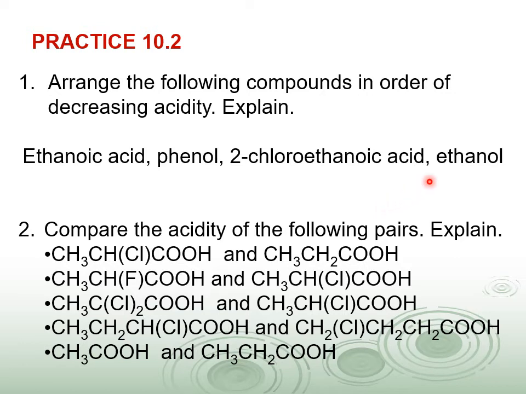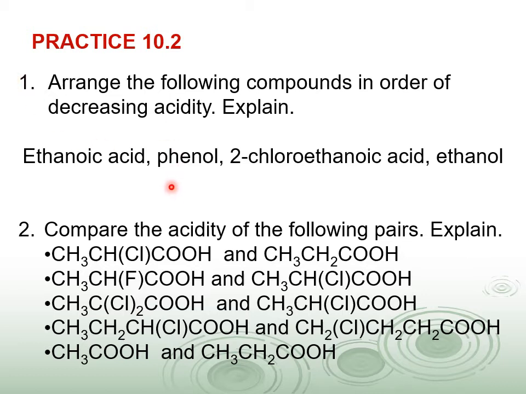And then, the compound that has a higher acidity than ethanol would be phenol, because phenol has stabilization of resonance only inside the benzene ring. So the phenoxide ion of phenol has stabilization but only inside the ring.